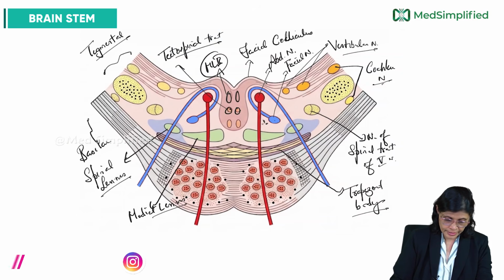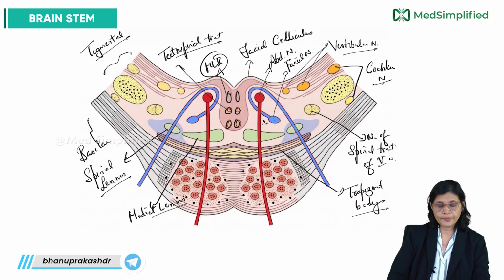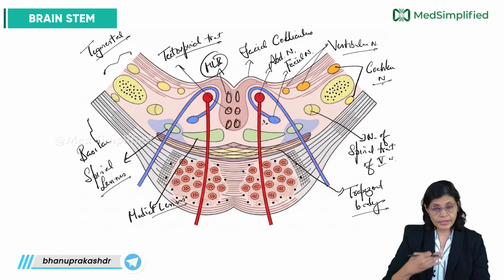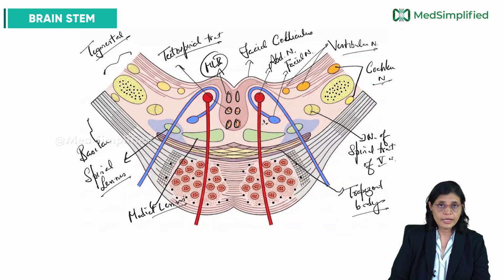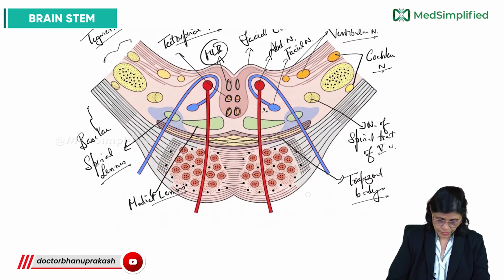And then we have the spinal. This is the rubrospinal, from the red nucleus. Tectospinal is from the tectum, that is from the midbrain it comes. So this is the rubrospinal. And spinal tract of trigeminal is seen. So this is what we see in the grey matter. This is at the level of the facial colliculus.